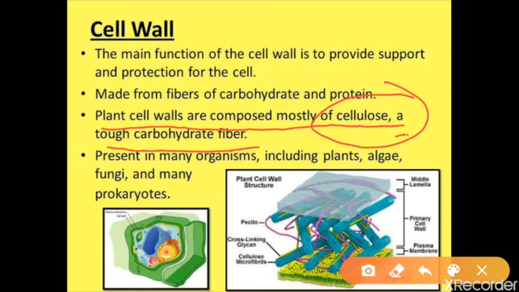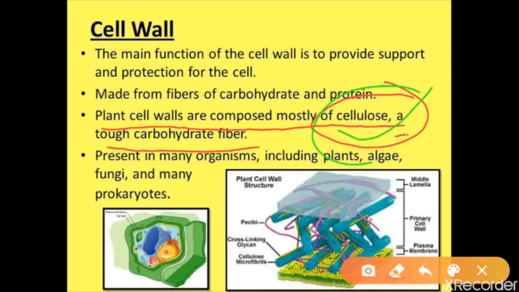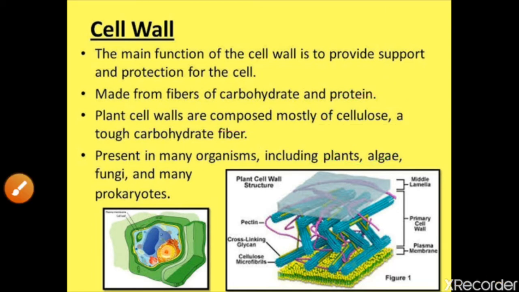This is the reason that the cell wall provides definite strength and rigidity to the plant cell, and we already know that it is due to the cellulose. This is the main point over here. Just remember the name cellulose. The cell wall is composed of cellulose. So let's see the other functions of the plant cell wall.